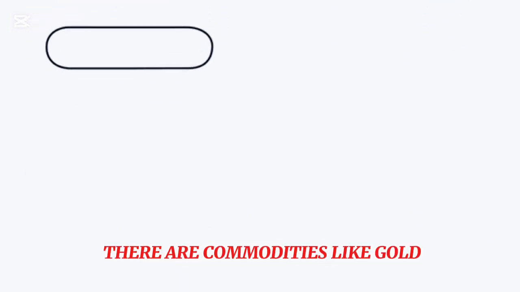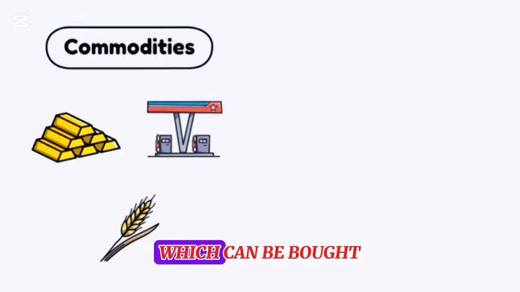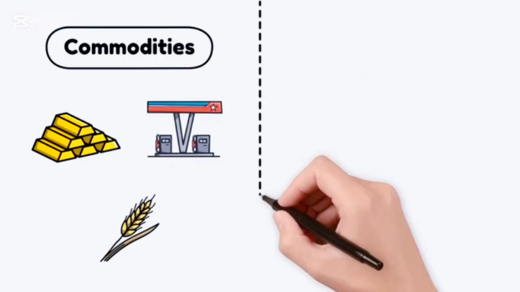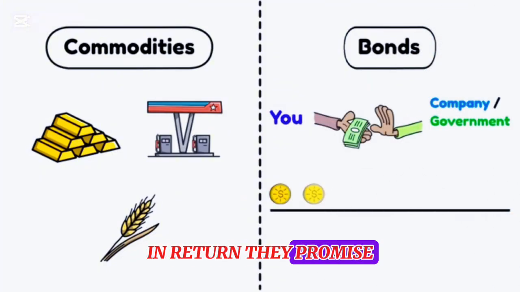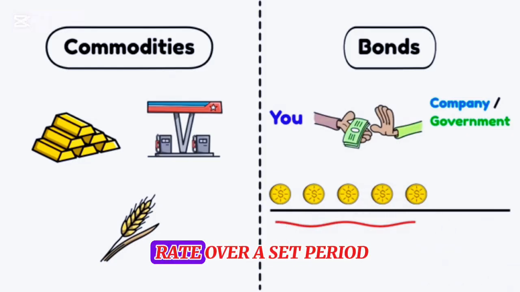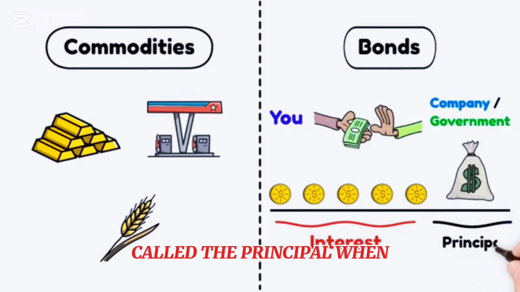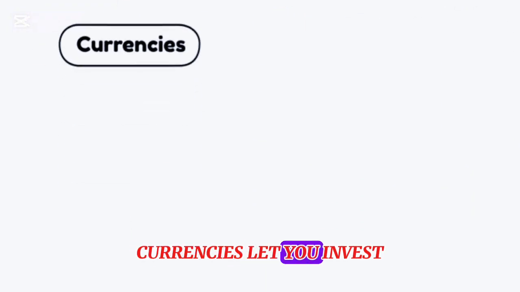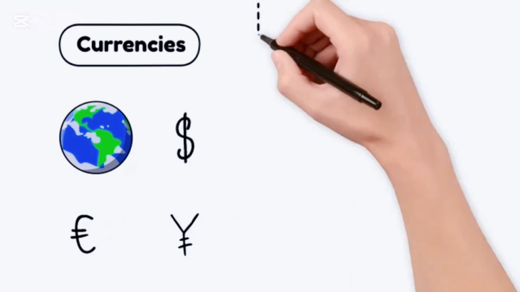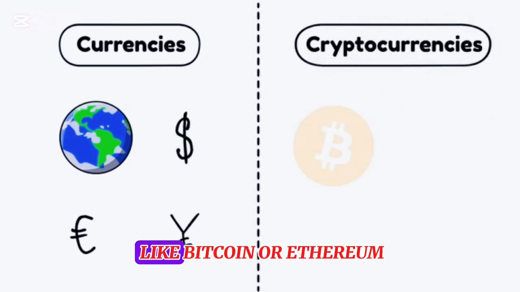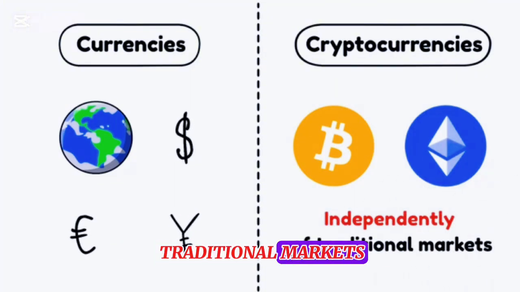Beyond stocks and funds, there are commodities like gold, oil, or agricultural products, which can be bought directly or through funds. Bonds are essentially loans you give to a company or government. In return, they promise to pay you interest, usually at a fixed rate, over a set period, and then return your original investment, called the principal, when the bond matures. Currencies let you invest in money from around the world, like dollars, euros, or yen. And then there's cryptocurrencies, like Bitcoin or Ethereum, which are digital assets that trade independently of traditional markets.